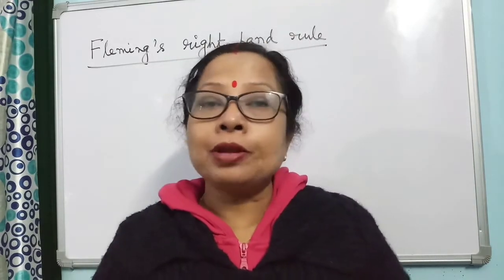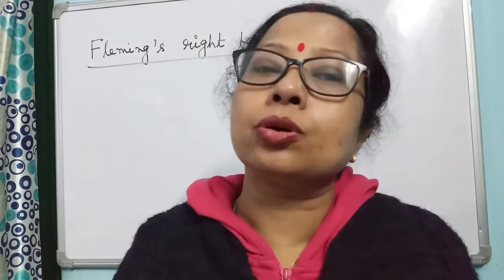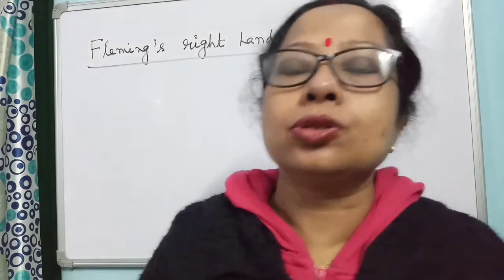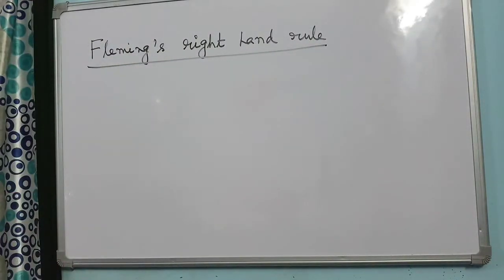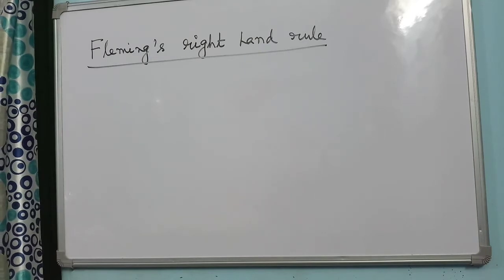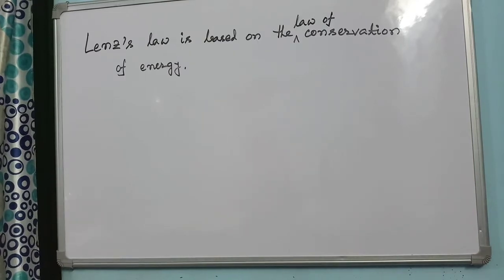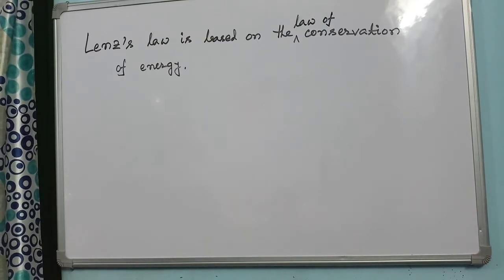What I said: Fleming's left hand rule is known as the motor rule, and Fleming's right hand rule is known as the generator rule. In Fleming's right hand rule, the thumb gives the direction of motion of the conductor, the index finger gives the direction of the magnetic field, whereas the middle finger gives the direction of the induced current. Now another concept associated with Lenz's law.